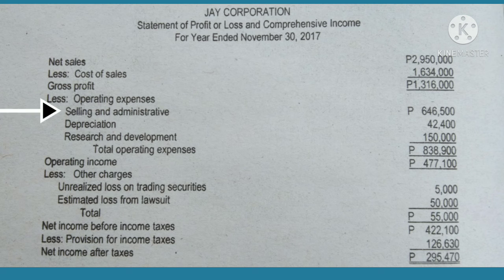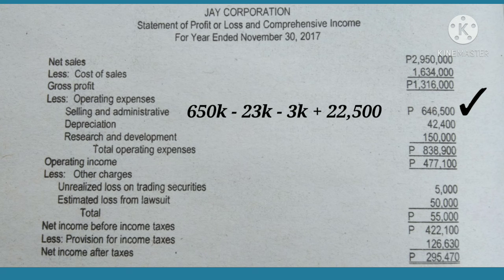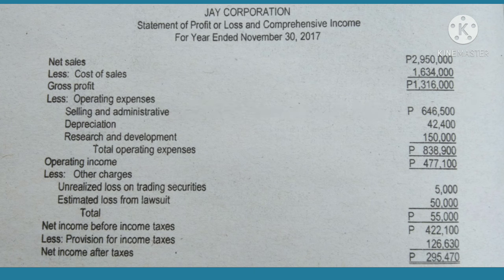Now let us compute for the total operating expenses. So we have selling and administrative expenses of 646,500 pesos. This is composed of 650,000 pesos of selling and administrative expense from the previous statement of income minus 23,000 from the second correcting entry minus 3,000 from the fourth correcting entry and plus 22,500 pesos from the fifth correcting entry. We have depreciation expense of 42,400. This is composed of 40,000 depreciation expense from the previous statement of income plus 2,400 from the sixth correcting entry.